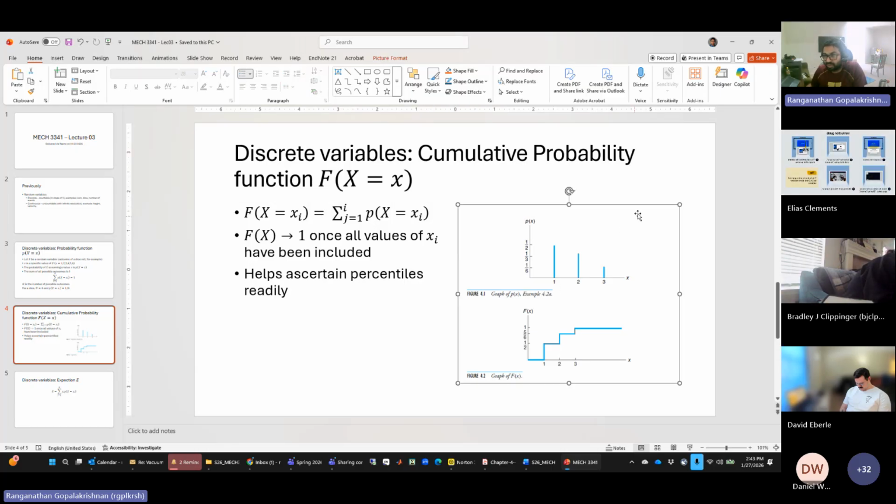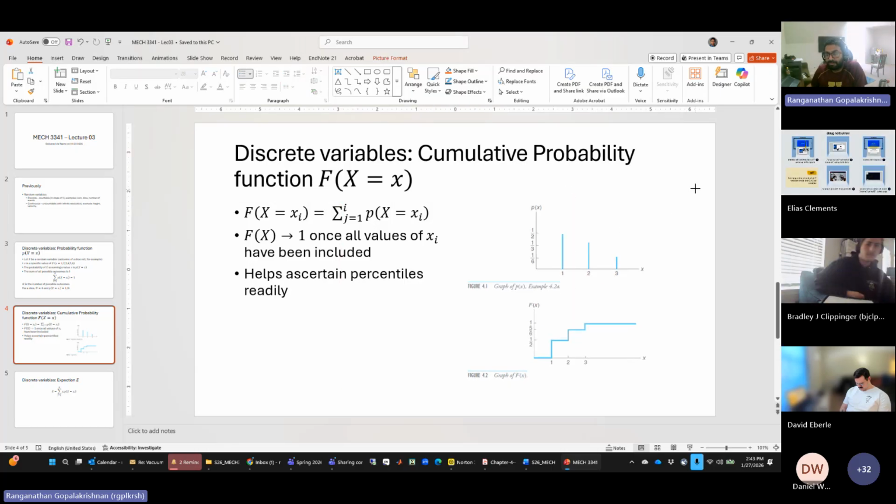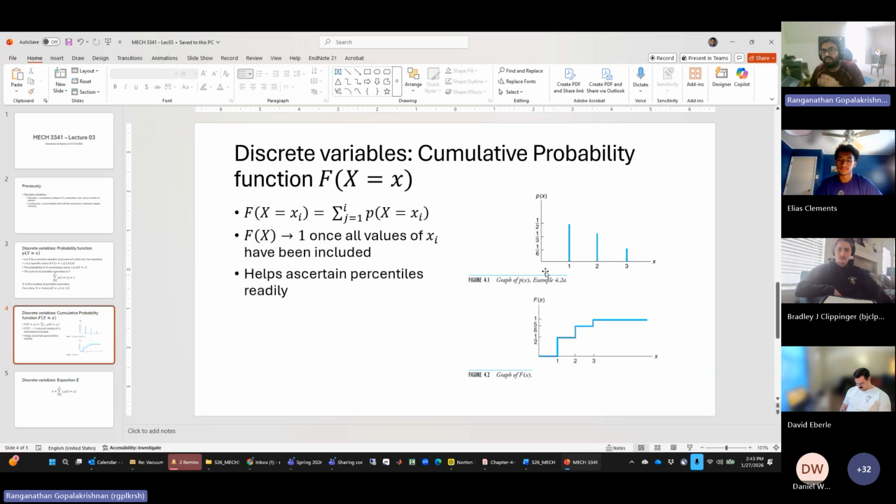So I took this figure from the book, figure 4.2. In the upper graph here, the random variable x assumes values 1, 2, and 3. The probability of each is given to you. Probability of 1 is 1/2, probability of 2 is 1/3, probability of 3 is 1/6. But if you plot the cumulative probability, before you reach the value of 1, the cumulative probability is 0.